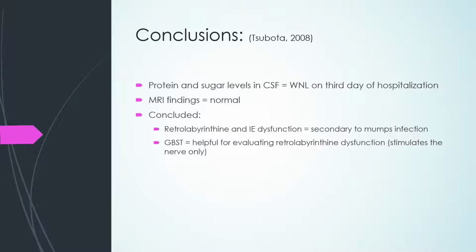So some conclusions after the assessments and other testing was done. Protein and sugar levels in the cerebrospinal fluid were shown to be normal. MRI findings were normal. And so after this, it was concluded that retrolabyrinthine and inner ear dysfunction has occurred secondary to the mumps infection. And then it was noted that the GBST is helpful for evaluating labyrinthine dysfunction because it stimulates the nerve only.